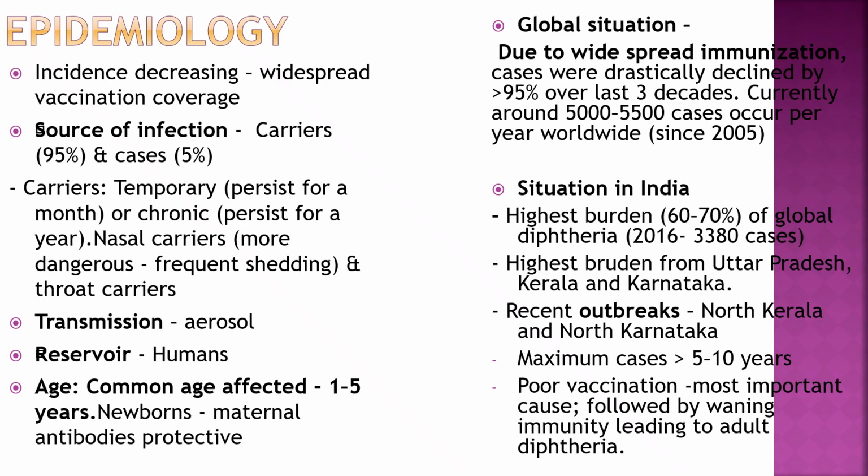Maximum cases are of age 5 to 10 years. This may be because of poor vaccination or low immunity, leading to adult diphtheria.